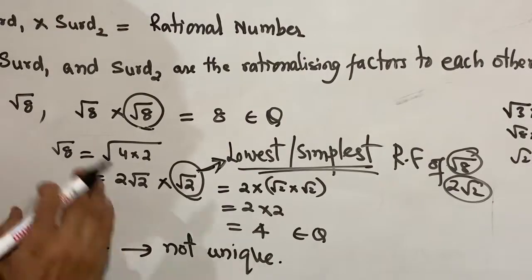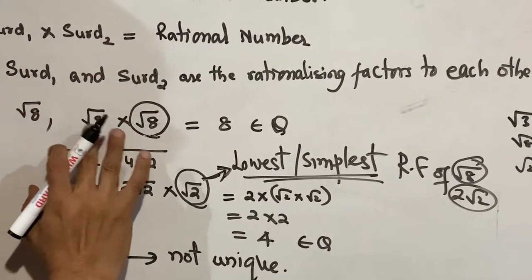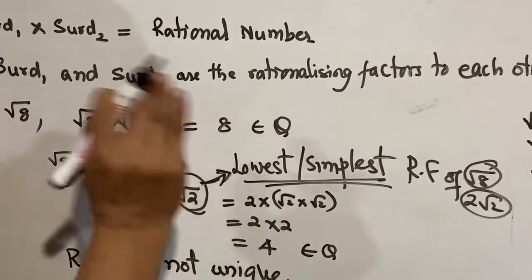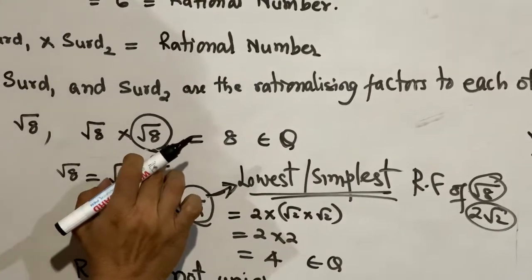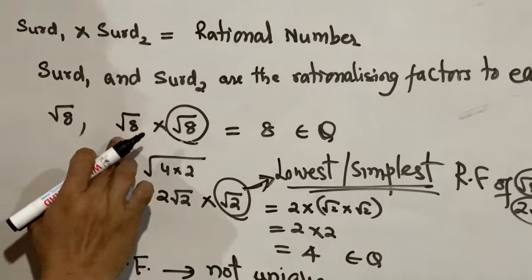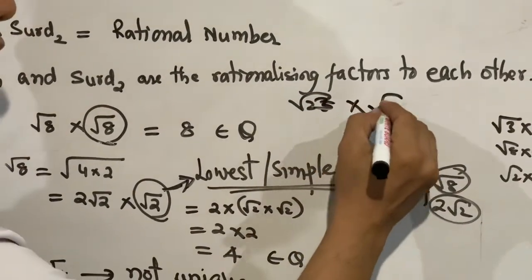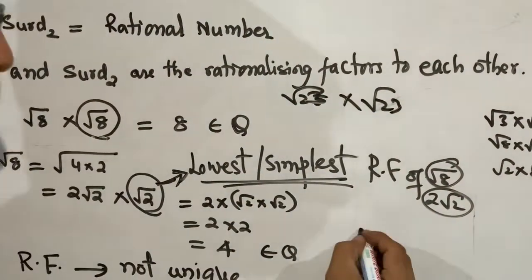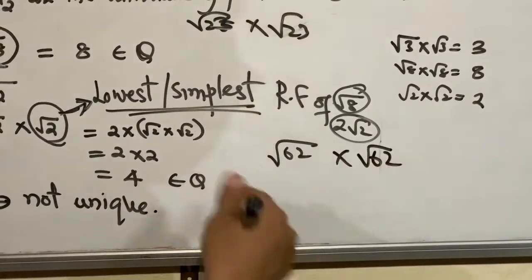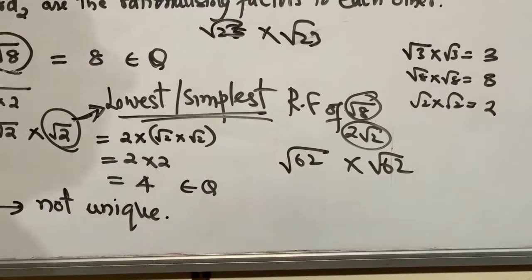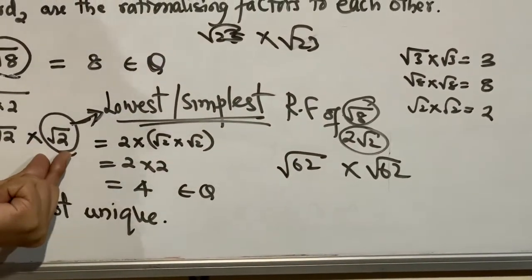Whatever the condition, when you multiply an irrational number, you get a rational number. You can always multiply the same irrational number by itself to get a rational number. For example, root 8 and root 8, or root 23 multiplied by root 23. This is also a rationalizing factor, but we choose the smallest, simplified one.